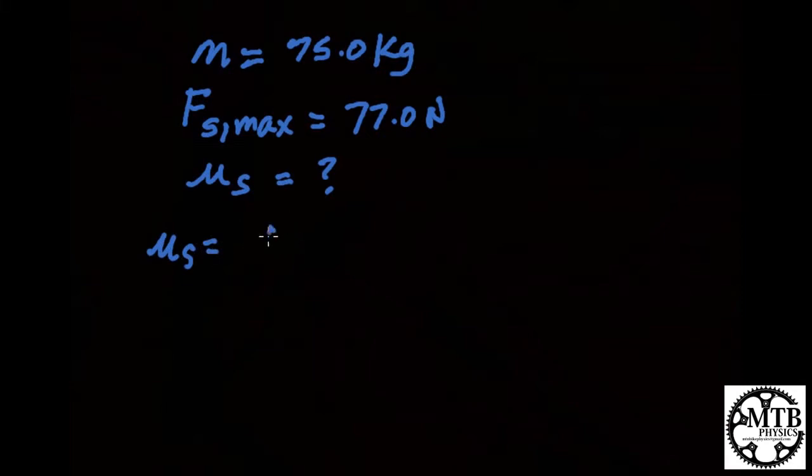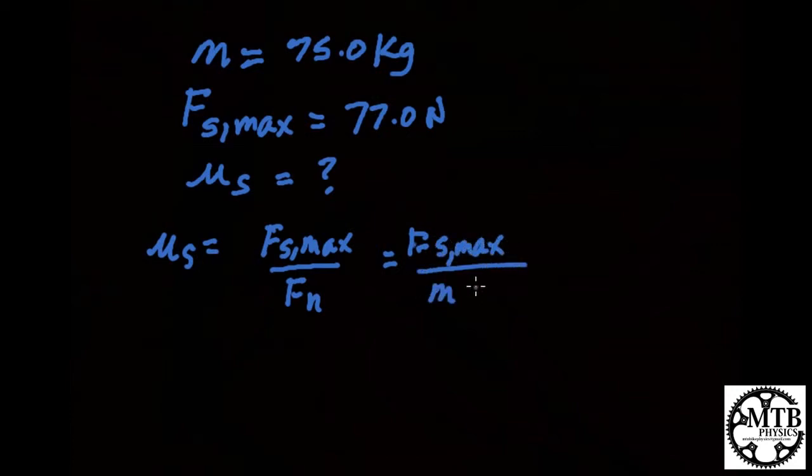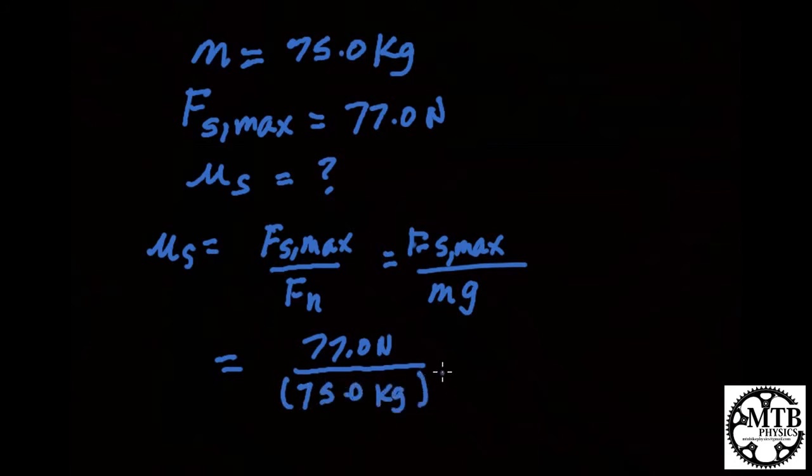The coefficient of static friction is equal to the maximum value of static friction divided by our normal force, which is the mass times acceleration due to gravity. So 77.0 newtons divided by 75.0 kilograms times 9.81 meters per second squared. The coefficient of static friction equals 0.105.